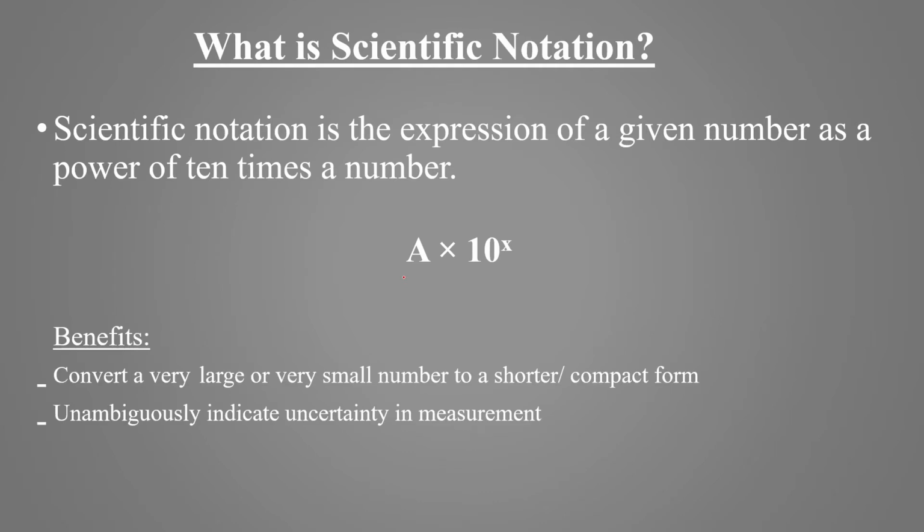Now, the benefit we get out of scientific notation is that writing a measurement in scientific notation is not only converting a very large or a very small number to a convenient and workable number, but it also helps us indicate the uncertainty in the measurement. And you will see what this means when we do examples.